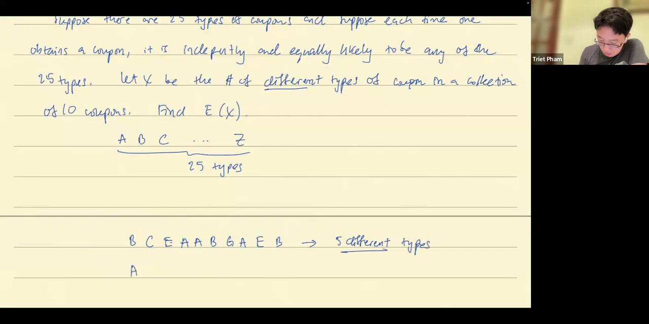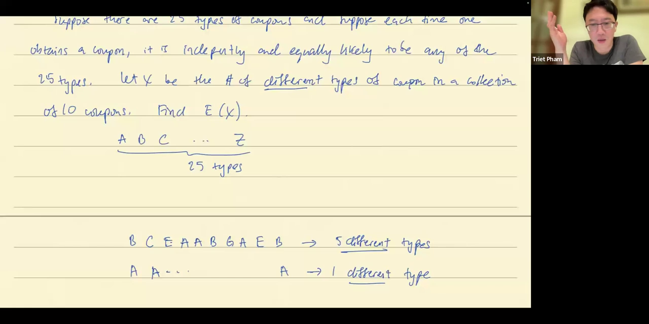Well, an extreme case is somehow in your collection you get everything of the same coupon, same type, then that counts as one type. I mean, the word different here, I guess it's meaningless, but yeah, one type. Are we clear? So X keeps track of this number. The question is, on average, out of 10 coupons, how many different types can you get?